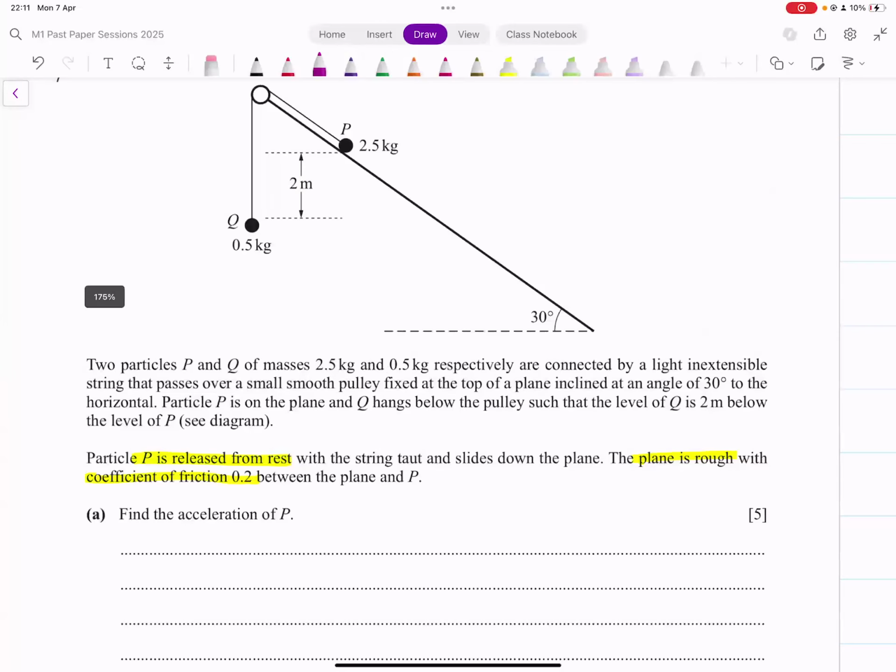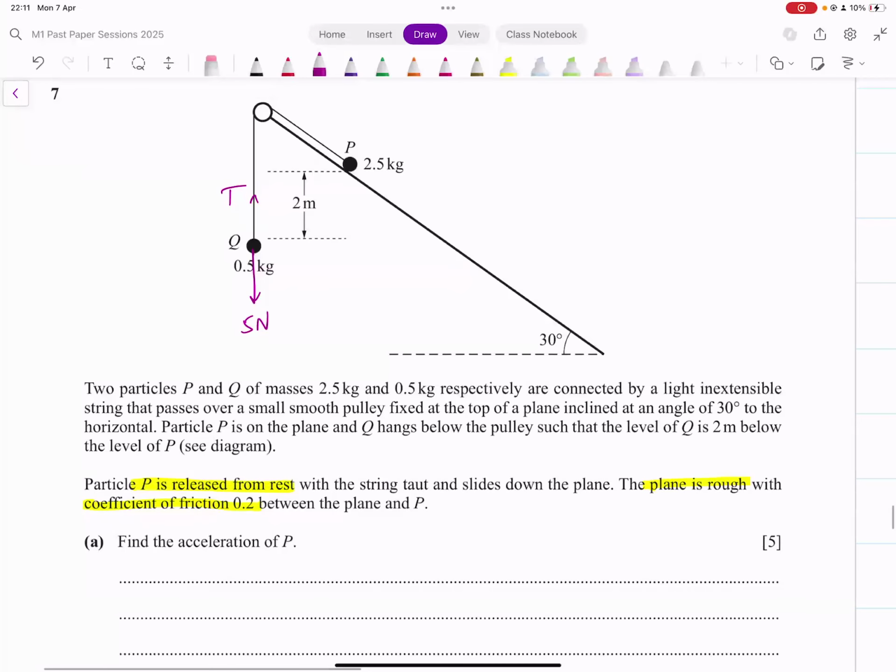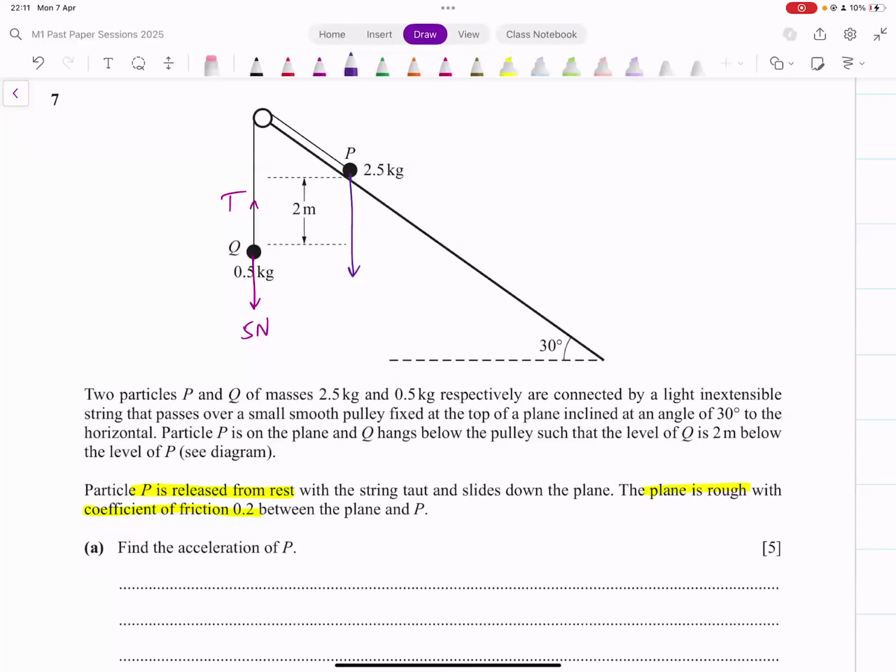And on P, you have the weight acting as well. That will be 25 Newton. There will be reaction. There will be tension in this direction. And there will be friction. P is moving down the plane, right? Slides down the plane. Yeah, so friction is going to be up the plane. This is the direction of friction. Okay, these are all the forces that are acting.